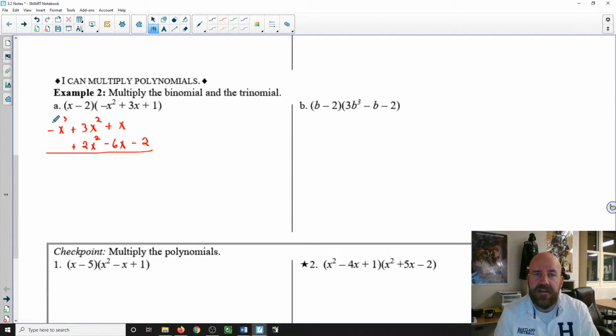So now we just add vertically. So we have 5x squared, negative 5x, and negative 2. Okay, well, that's that. So actually pause and try the checkpoints. I'm going to skip over this one.